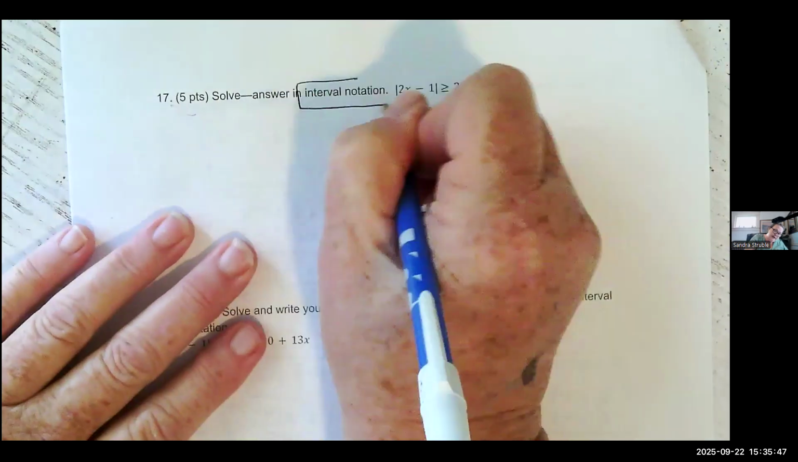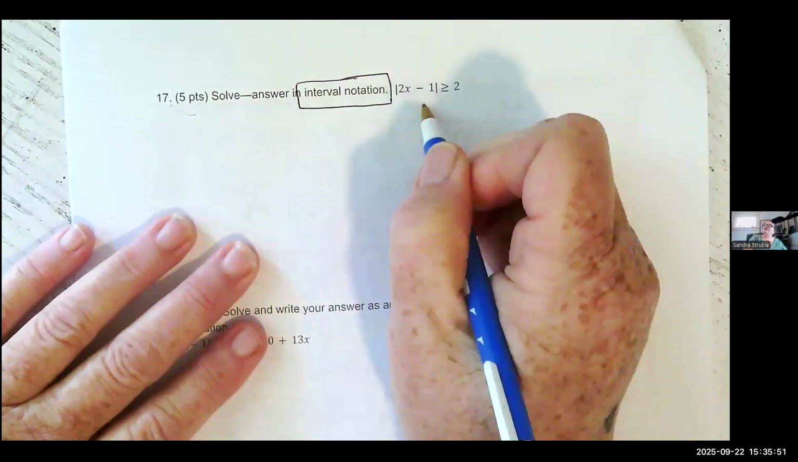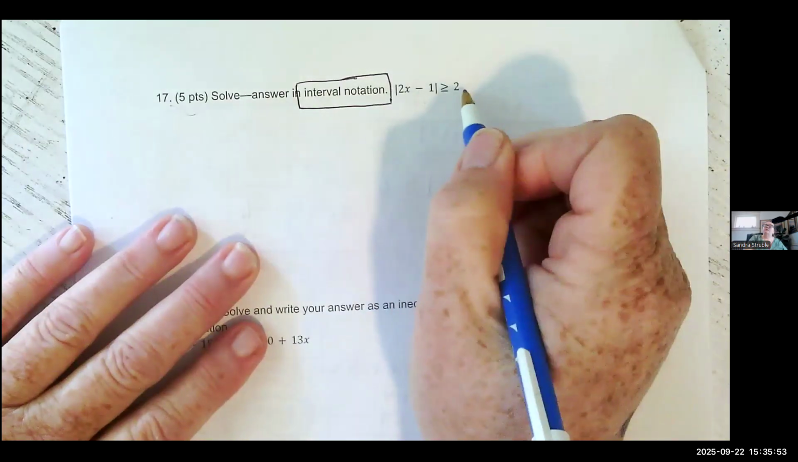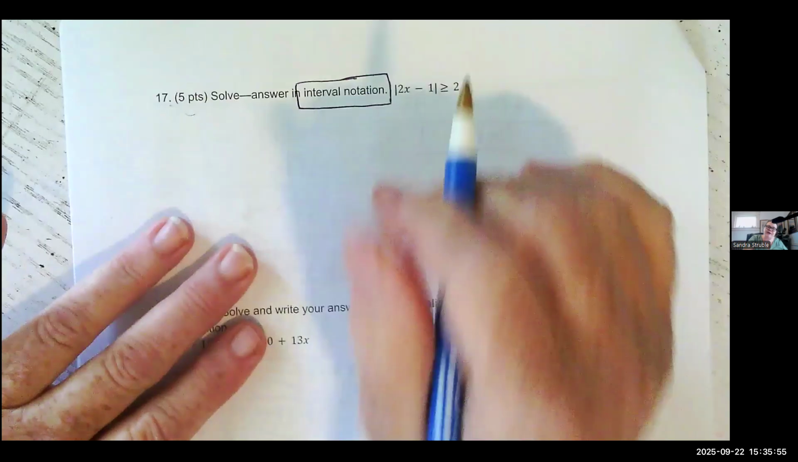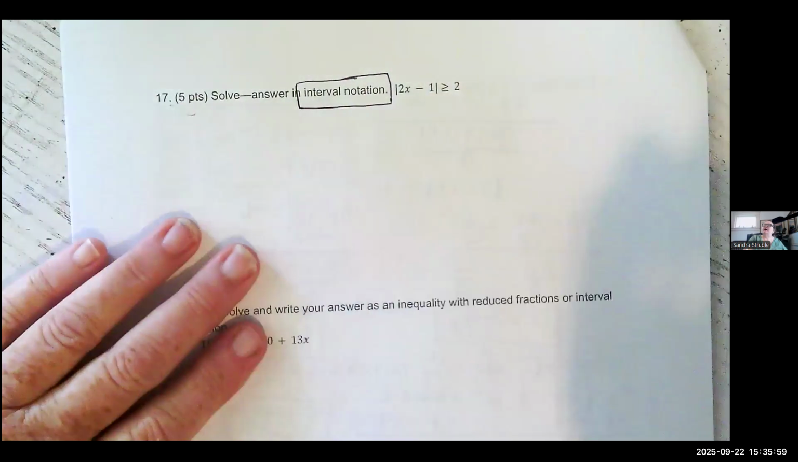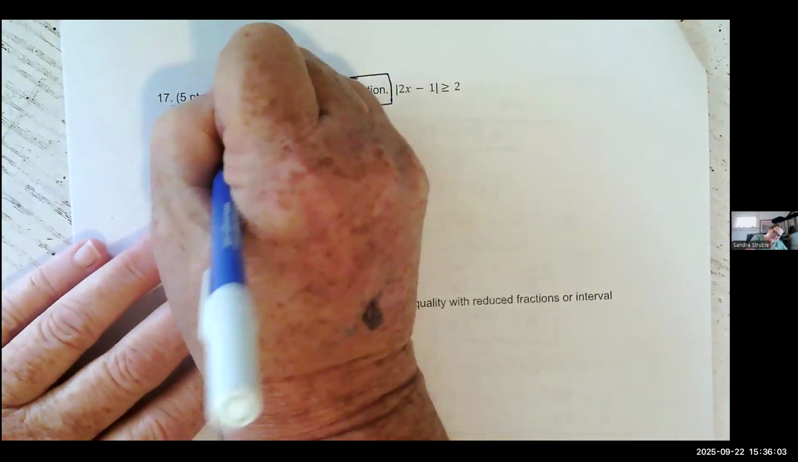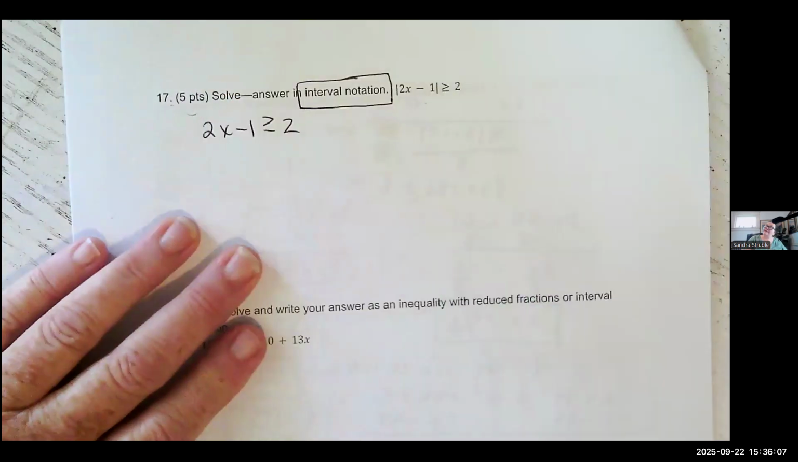All right, next one, solve, answer in interval notation. And I looked for that. So when you have an absolute value greater than, you're going to set it up the same way every time. You're going to set it up with 2x minus 1 greater than or equal to 2, just as it is.